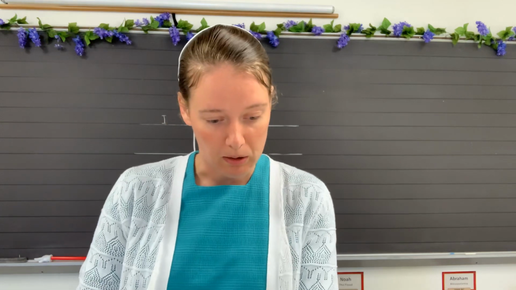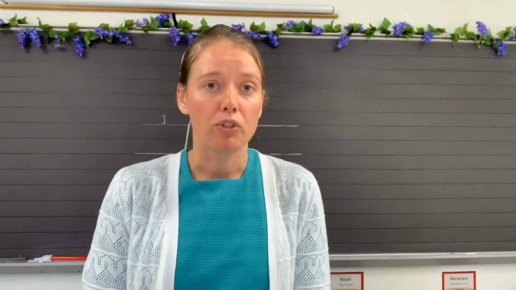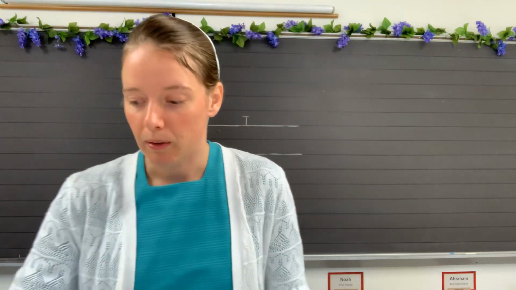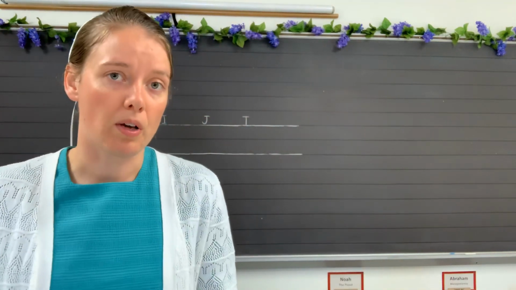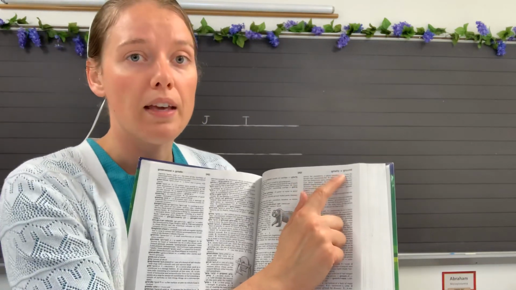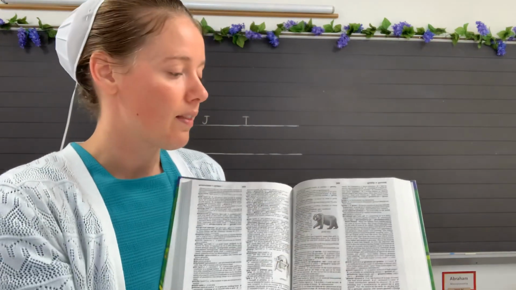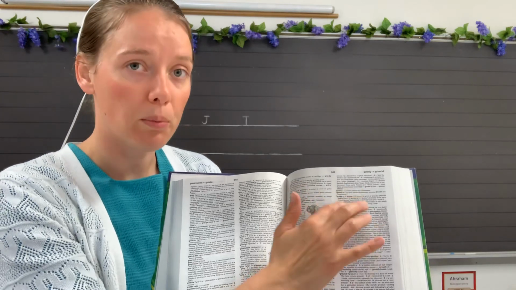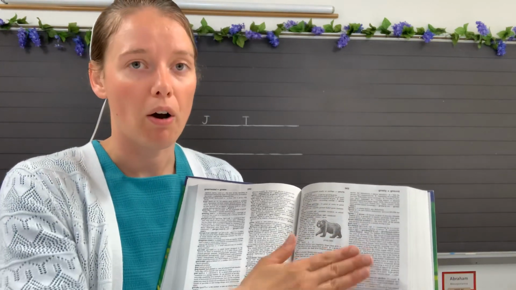Let's think about how words are listed in the dictionary. So in the dictionary, we have what we call the guide words, and I'll just show you again. The guide words are up here at the top of the page. They guide us to knowing which words are on this page. And then we also have entry words, and each one of these words in bold print on the page are called the entry words.